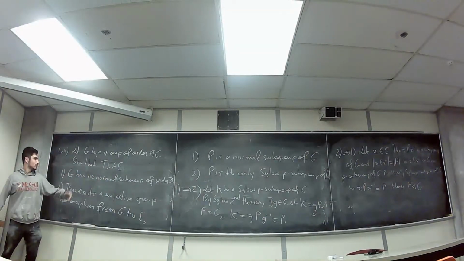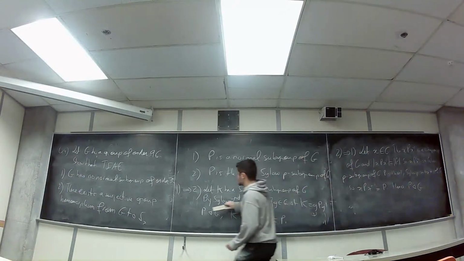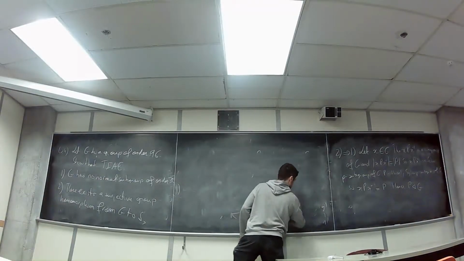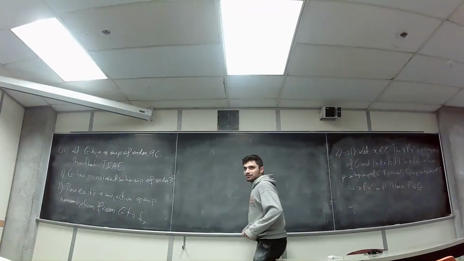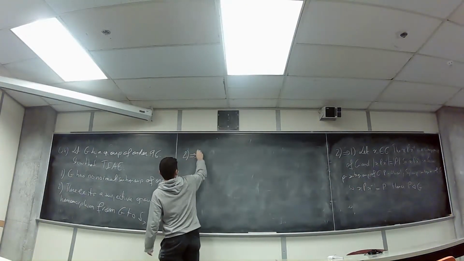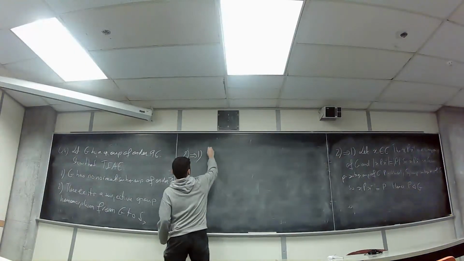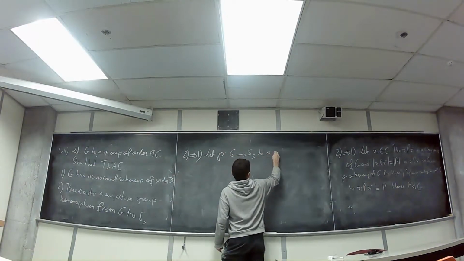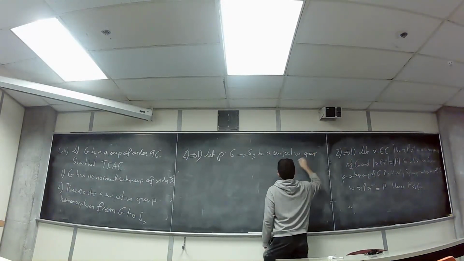Which one? Let's do 2 implies 1 first, okay? Then show you some does, if you use the right theorems. Okay, great. So let's do 2 implies 1. First isomorphism theorem. So let rho from G to S3 be a surjective group morphism.